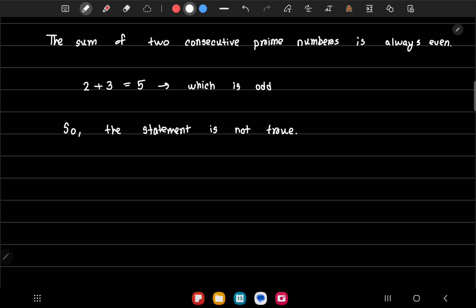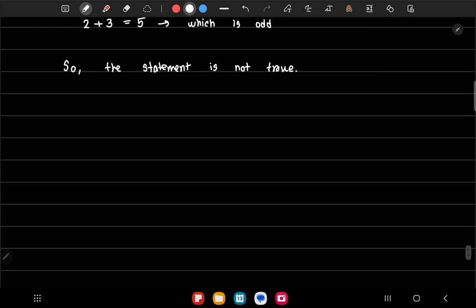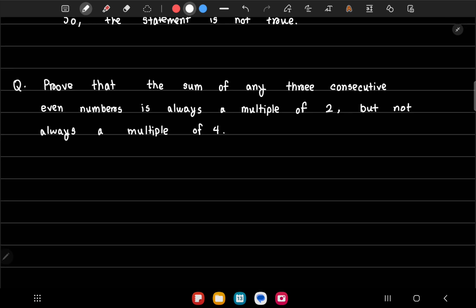A question that would include both concepts would be this. So this question over here contains two parts. One of them is that the sum of 3 consecutive even numbers is always a multiple of 2. So we have to prove that at first, and then we have to use a counter example to show that it is not always a multiple of 4.